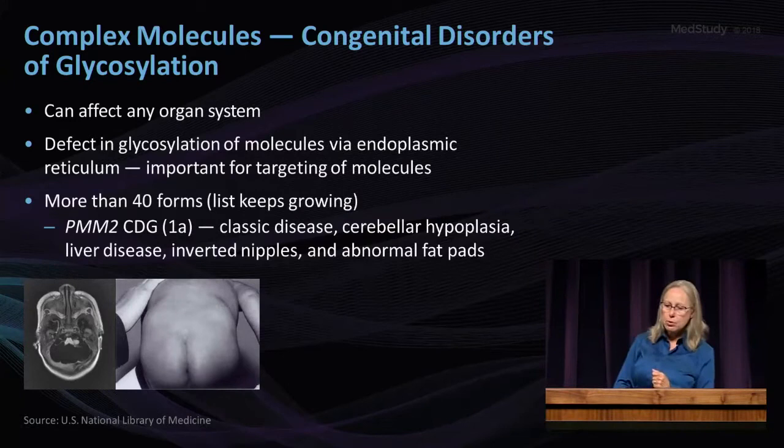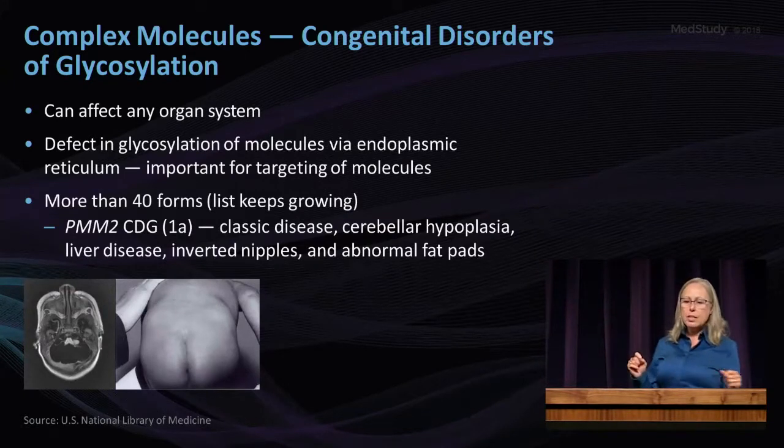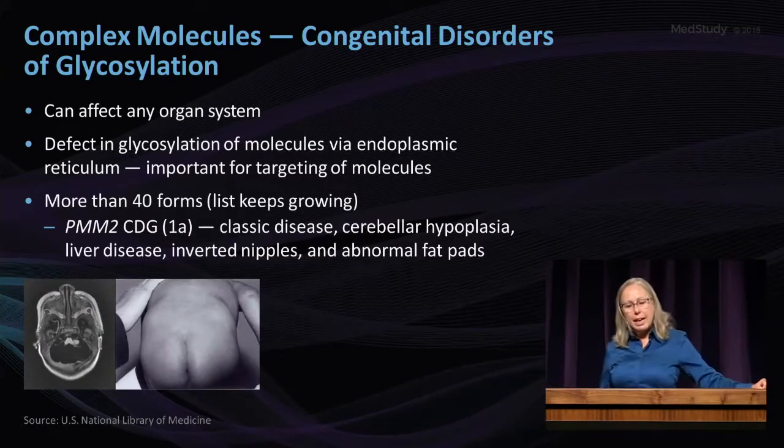There are more than 40 forms. PMM2-CDG, which used to be known as CDG1A, is the classic one that was first described. It gives you cerebellar hypoplasia, a liver disease, inverted nipples, and abnormal fat pads on the back, right above the iliac crest. It is easy to screen for with the carbohydrate-deficient transferrin, though.